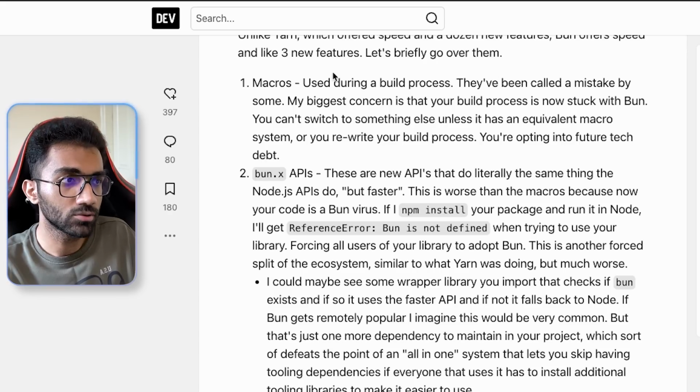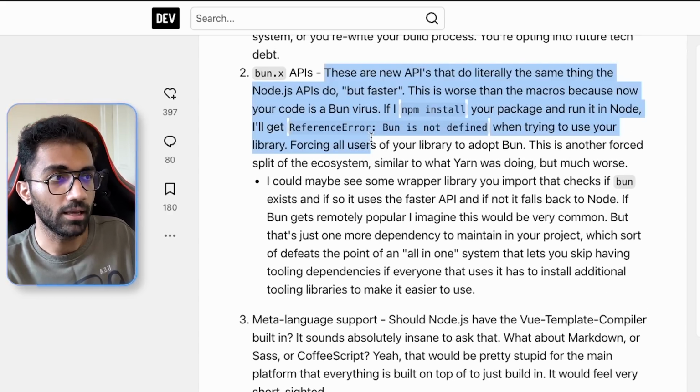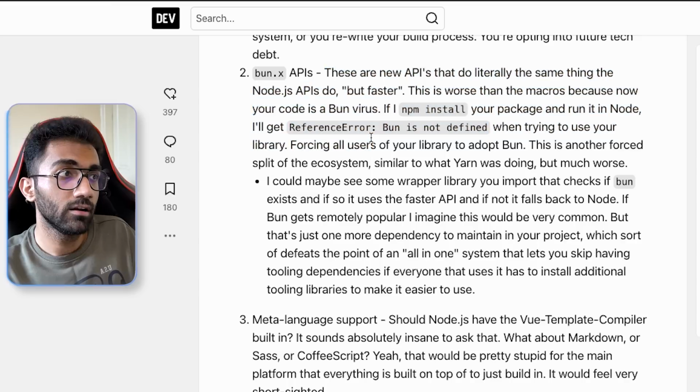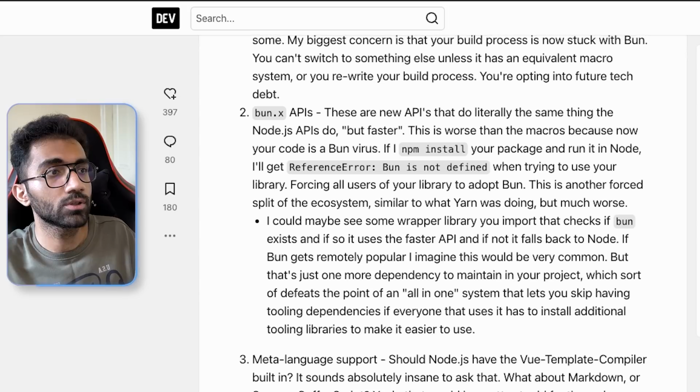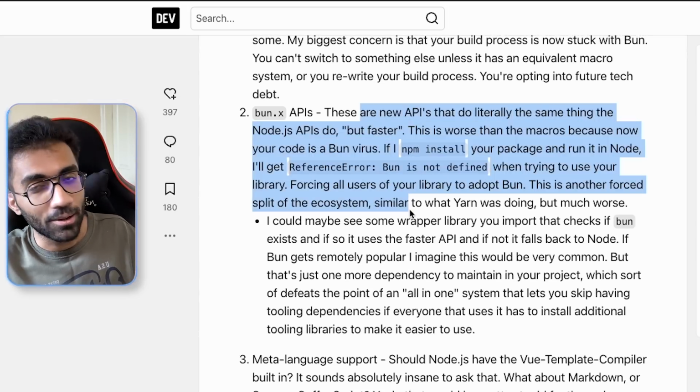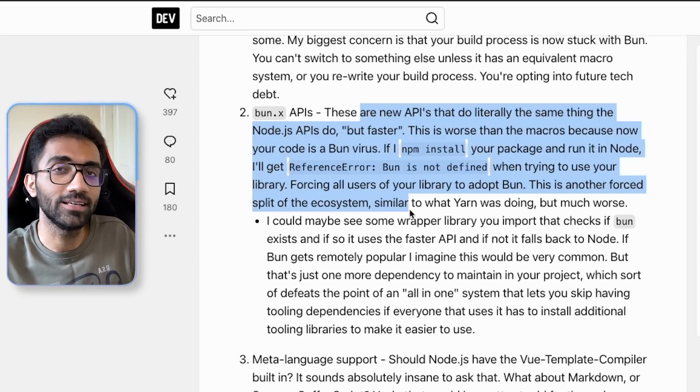If you have used C++, I'm not sure if C has macros, but C++ has macros, right? So Bun introduces that. Second, Bun APIs. These new APIs literally do the same thing Node.js APIs do, but faster. This is worse than macros because now your code is a Bun virus. The language is strong, but I don't disagree, to be honest.